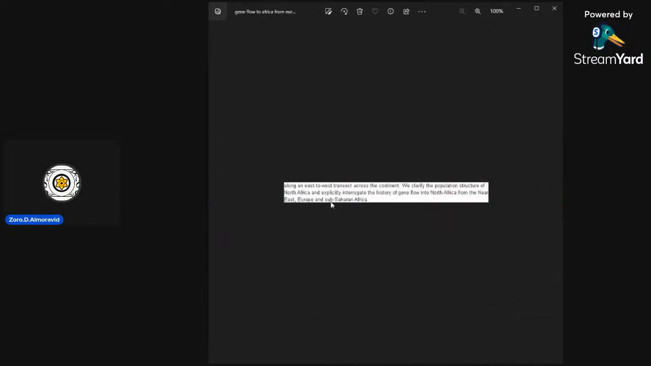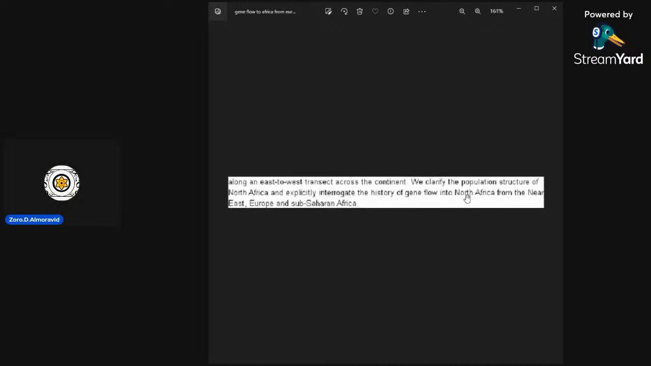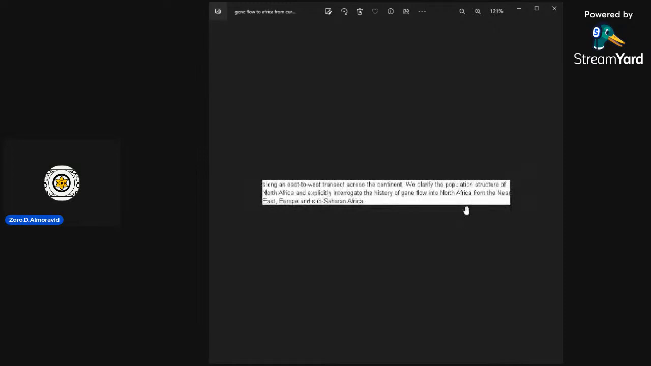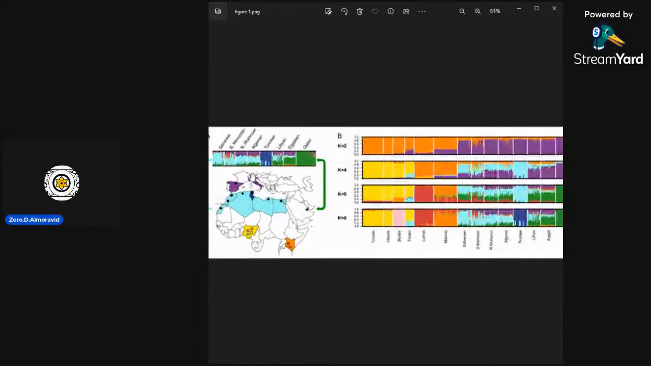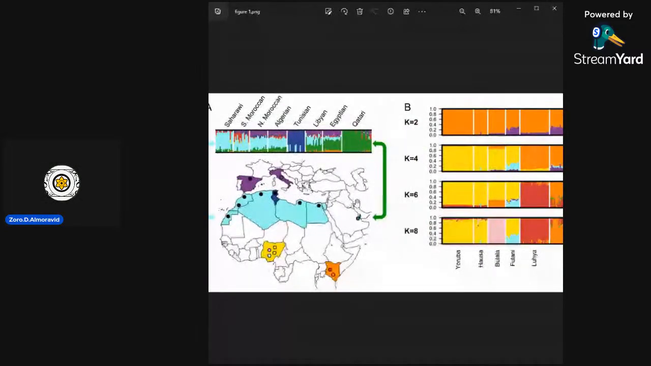Now, an east-to-west transect across the continent clarifies the population structure of North Africa and explicitly interrogates the history of the gene flow from the Near East to Europe and Sub-Saharan Africa. So we're going to start with the Near East. As you can see, Qatari is on the right. They're parallel, as you can see here.